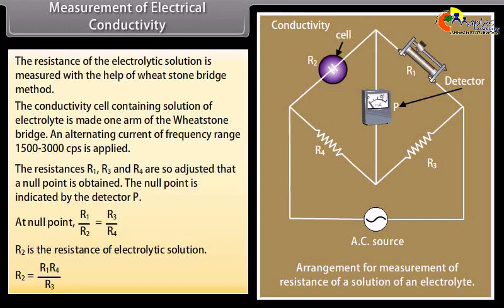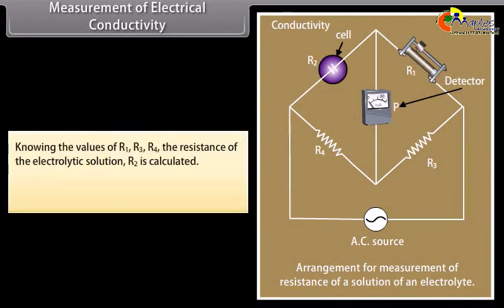R2 is equal to R1 multiplied by R4 divided by R3. Knowing the values of R1, R3, R4, the resistance of the electrolytic solution R2 is calculated. The reciprocal of R2 gives the conductance of the solution.